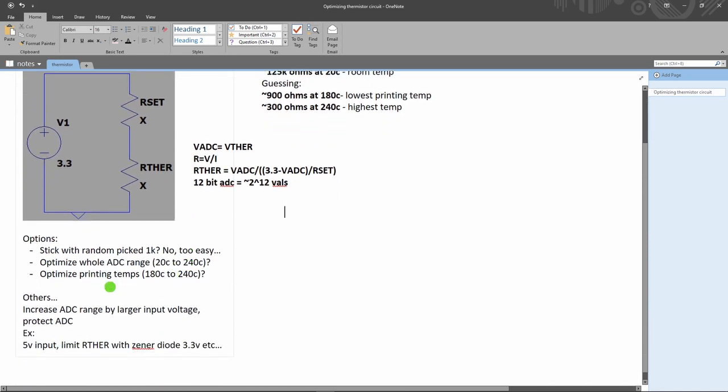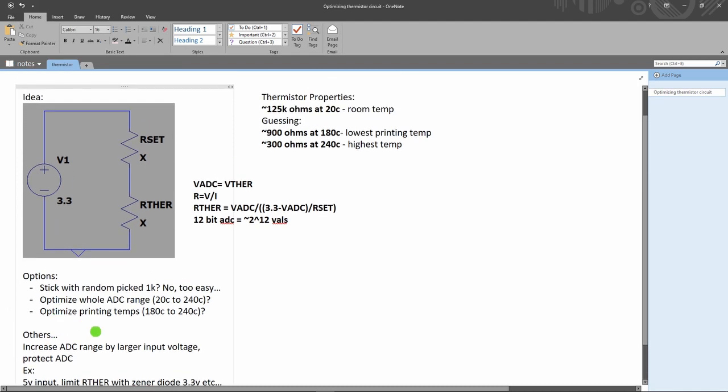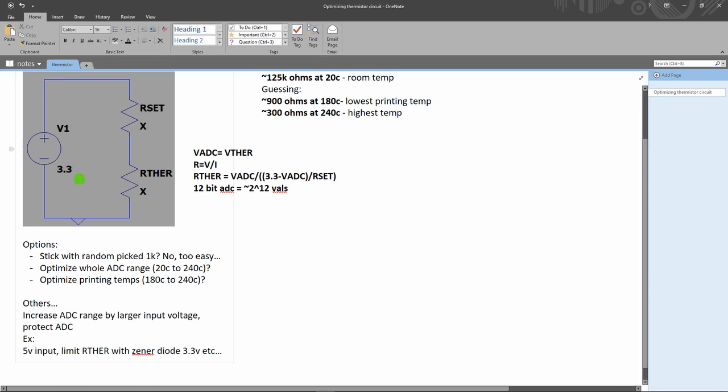There are other options for this, such as increasing the ADC range by having a larger input voltage. So we're kind of limited by this 3.3 here, and I don't really want to fry the ADC input, but you could have a 5-volt input and let this voltage divider go from like the full range of 0 to 3.3, and then after that you might not care what it's going to if you set your equation up like that.